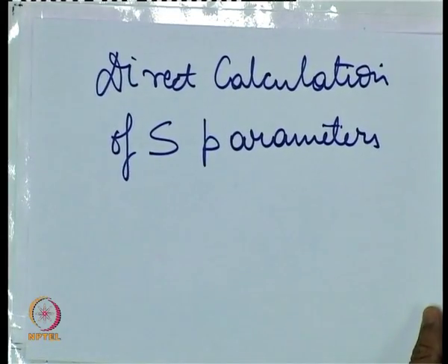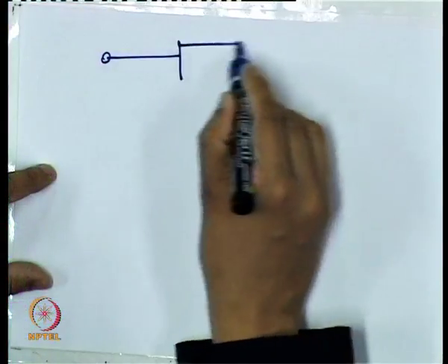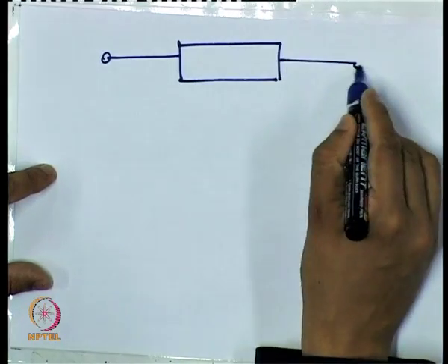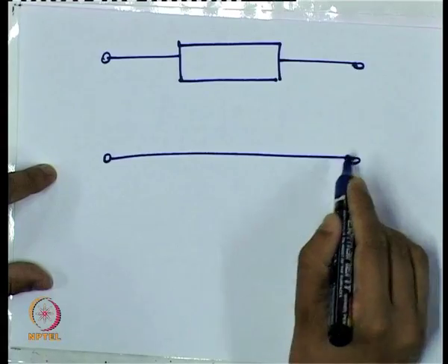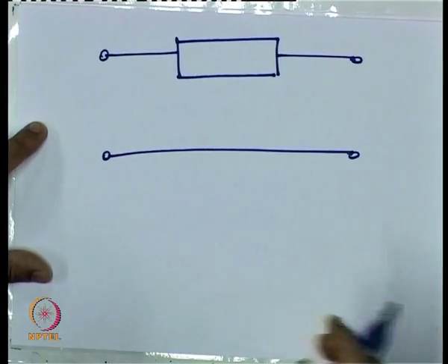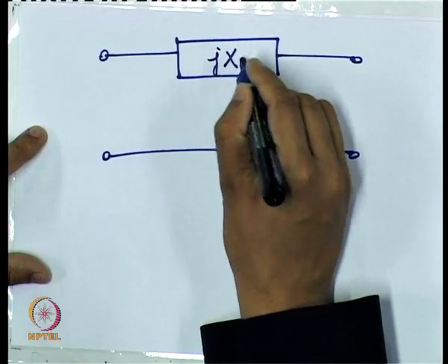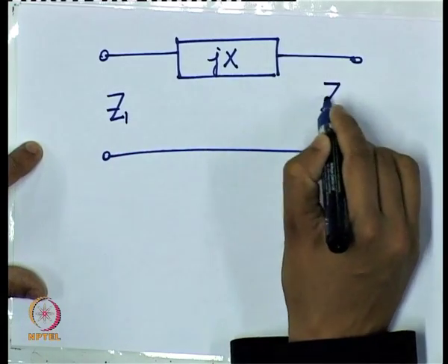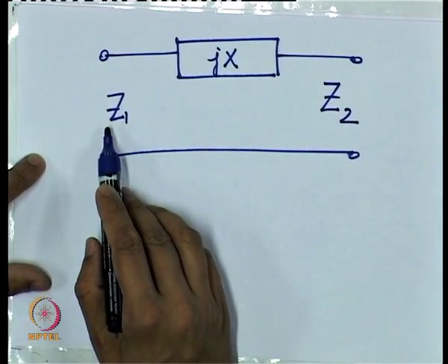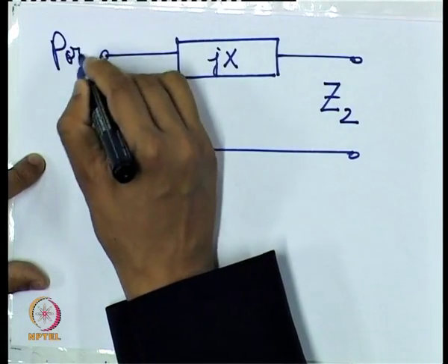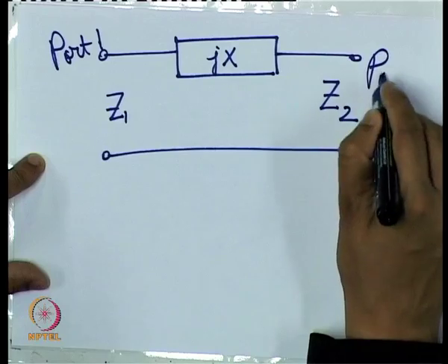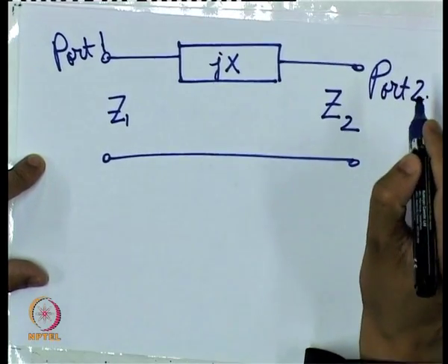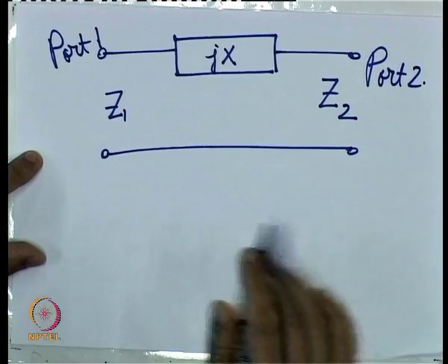Suppose I have a simple network like this. It's a simple series reactance, with say Z1 and Z2 being the characteristic impedances at port 1 and port 2 respectively. Now we have to find out all the S parameters of this system.